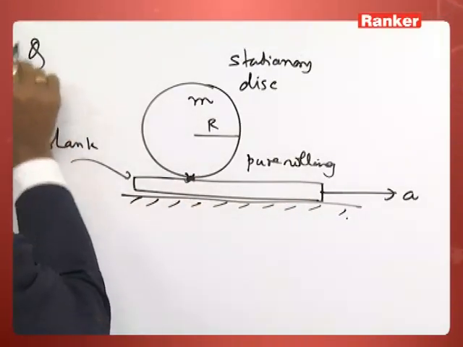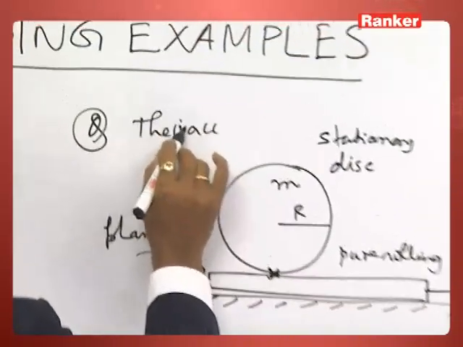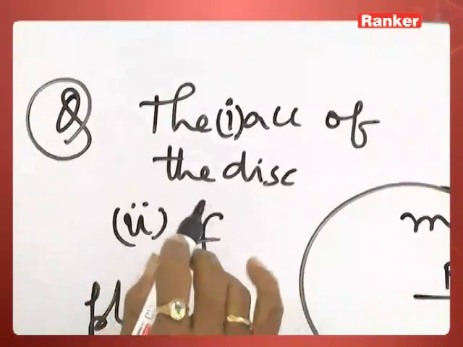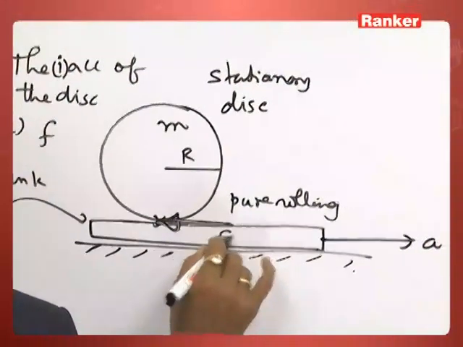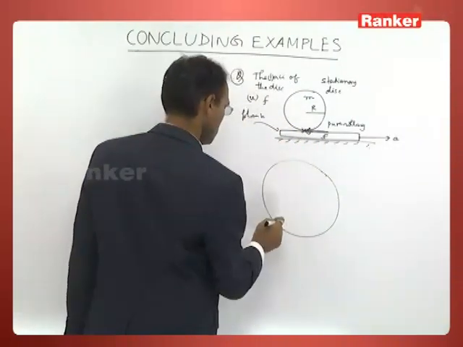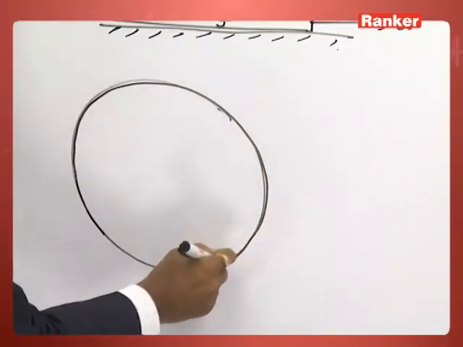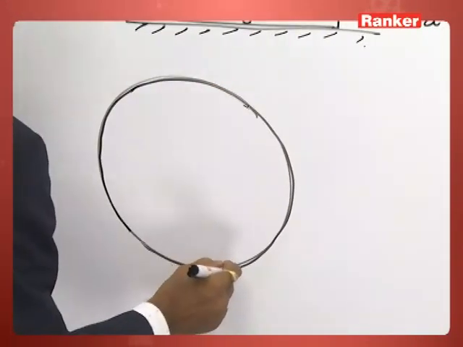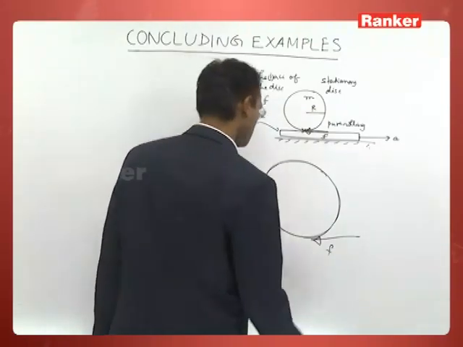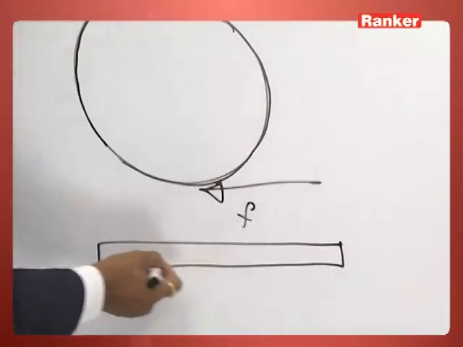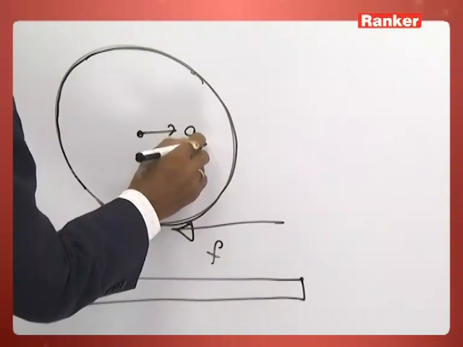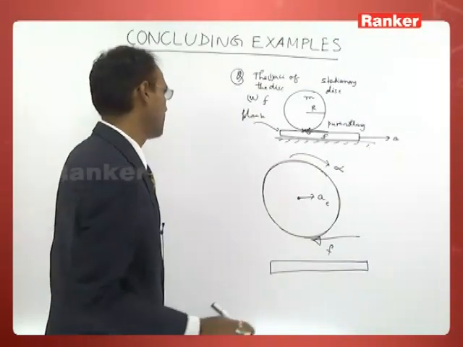In this case, we need to calculate the acceleration of the disk and frictional force acting on the disk. So for this we need to draw free body diagram. Frictional force, let it be backward, we do not know. You may assume forward also. Let us assume that acceleration of the disk is AC and angular acceleration of the disk is alpha.